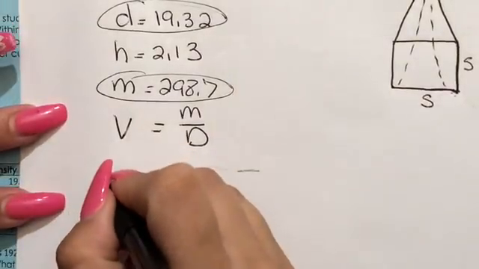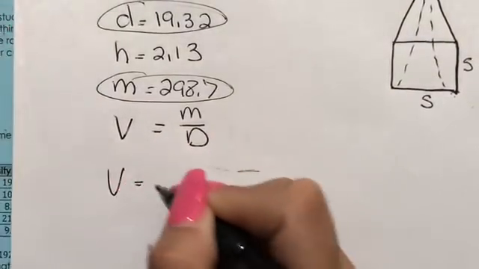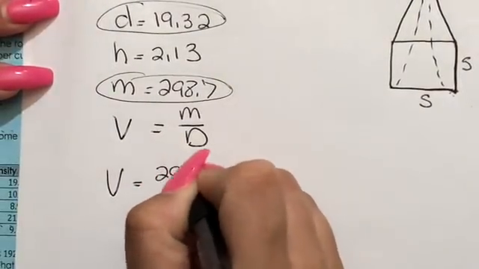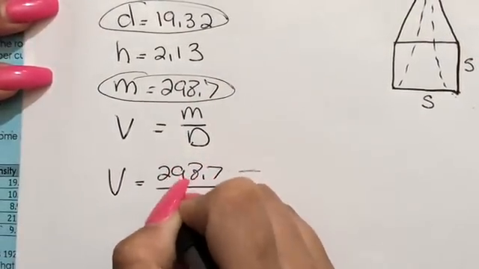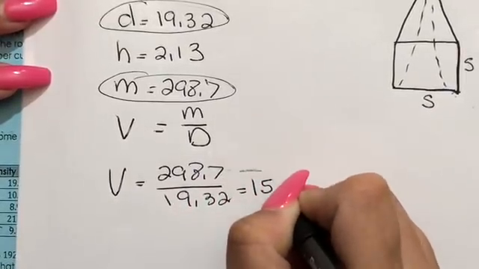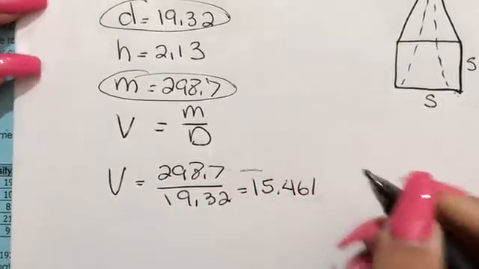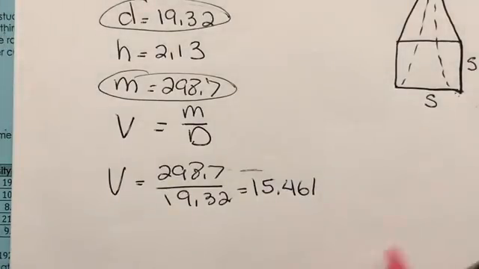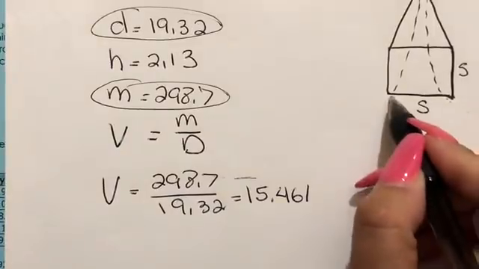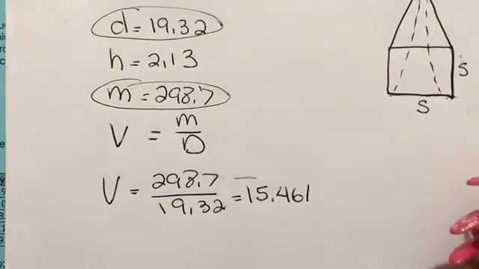So when I plug in everything that I know, I get 298.7 divided by 19.32. That gives me a volume of 15.461. So now that I know the volume of this pyramid, I can work backwards to find the length and the width of the base of the shape.